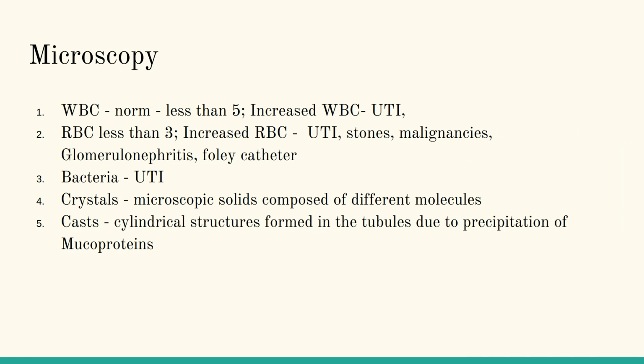And finally, moving on to the microscopy, there are 5 main parts: the WBC, RBC, bacteria, crystals, and casts. The WBC should be less than 5, and increased WBC would again indicate an infection. RBC more than 3 would indicate stones, malignancies, glomerulonephritis, or presence of a Foley catheter for a long period of time. Presence of bacteria would indicate a UTI or urinary tract infection. And crystals and casts, I'll be talking about them in the next two slides.